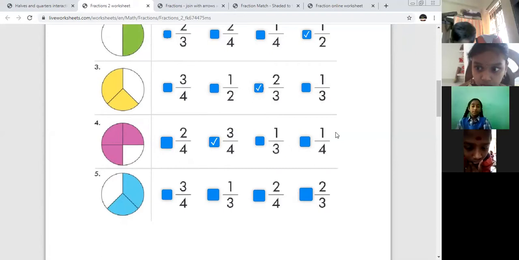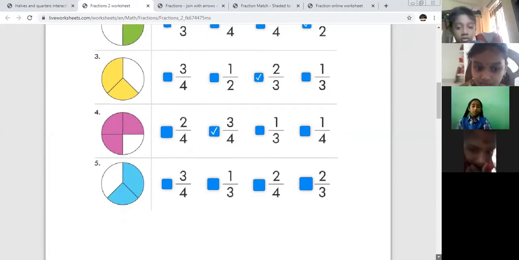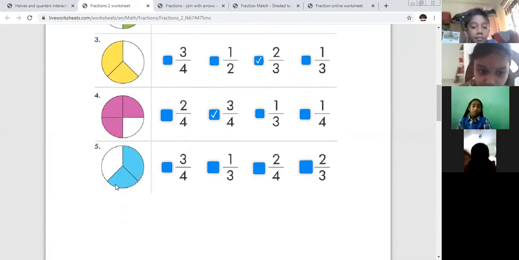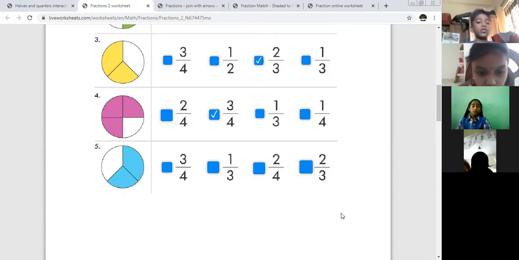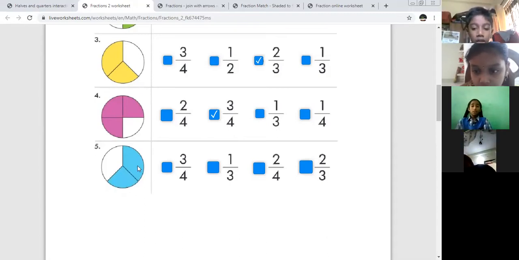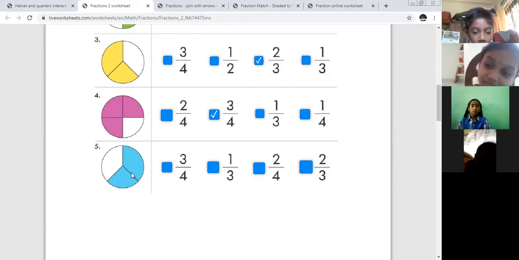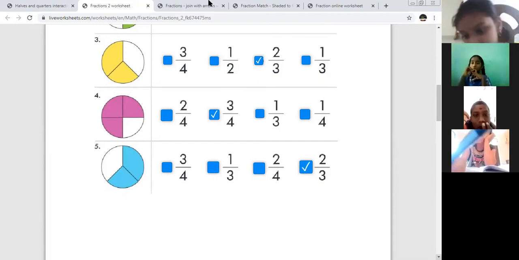Next, Joy. Fifth one. Total how many parts are there here? 3. How many parts are colored? 2 parts are colored. So the answer is 2 by 3. Very good.